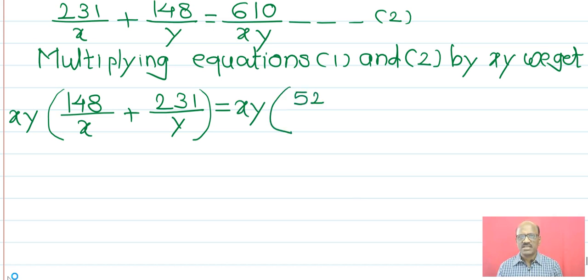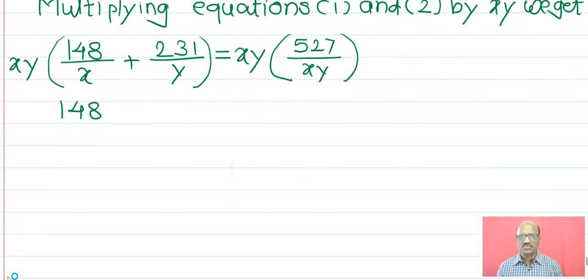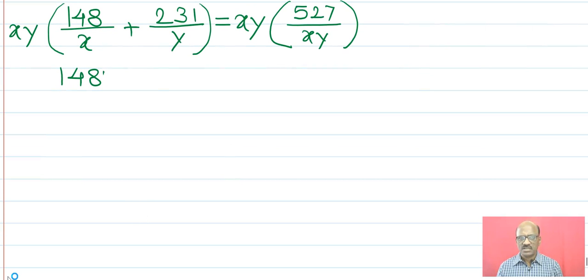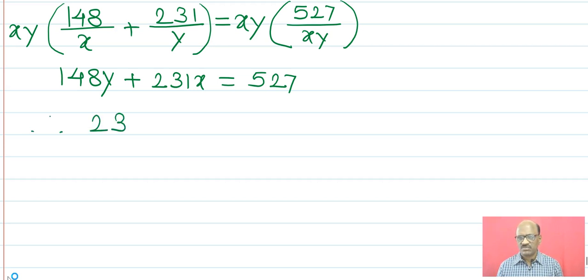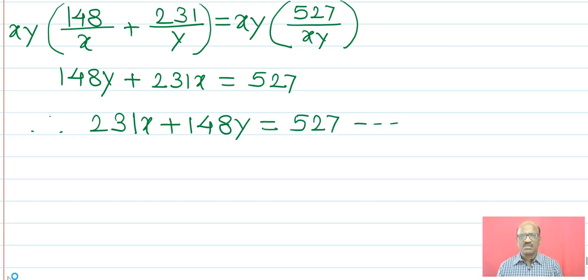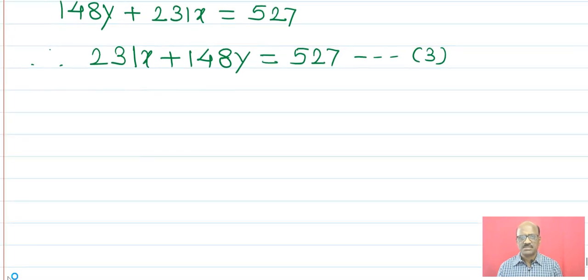xy and in bracket 527 upon xy. Now multiplied xy to the 148 upon xy. Then you will get x get cancel. You will get 148y plus 231x, and on the right hand side xy get cancelled. You will get 527. Therefore, the equation is 231x plus 148y is equals to 527. This is equation number 3.